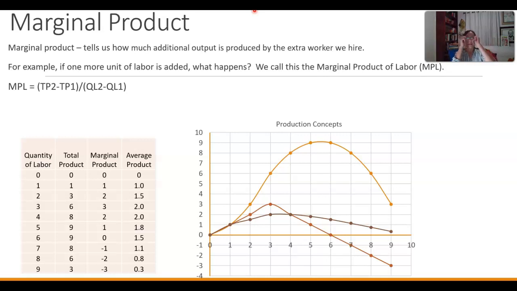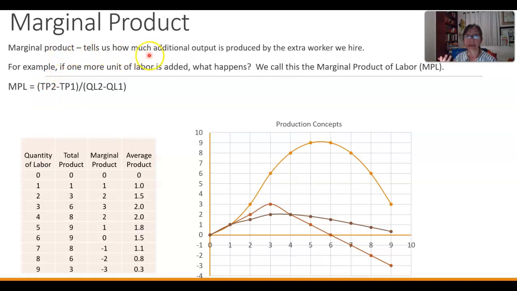Okay, so for example, if 1 more unit of labor is added, what happens? So in this case, we call it marginal product of labor. So the marginal product of labor is going to be, and here's a formula, okay, that you're going to have to remember. And I'll talk to you a little bit about marginality in a little bit. It's going to look like you have a lot of formulas, but you really don't if you understand the concepts, okay?